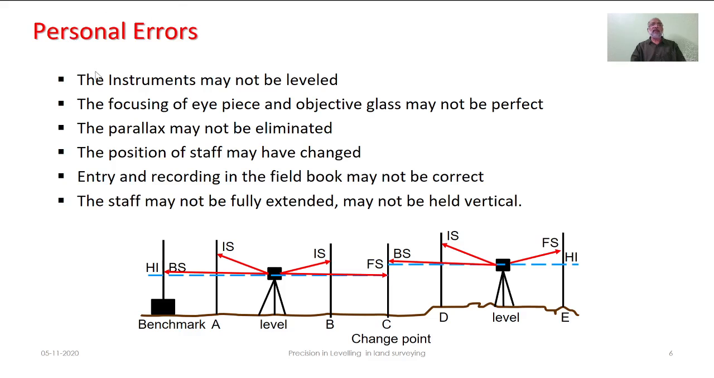Now, the personal errors occur unknowingly. We wish to have that particular instrument perfectly leveled, but perfect leveling may be beyond our capacity, which is one of the reasons treated as personal error. Focusing of the eyepiece, focusing of the object glass, and hence the involvement of parallax would cause an incorrect staff reading.